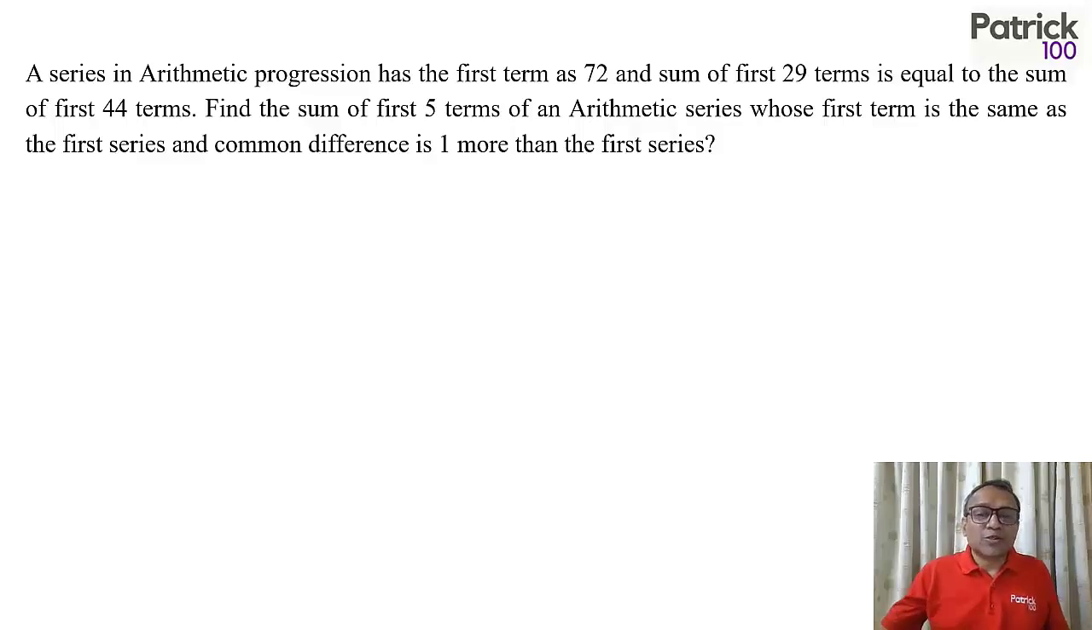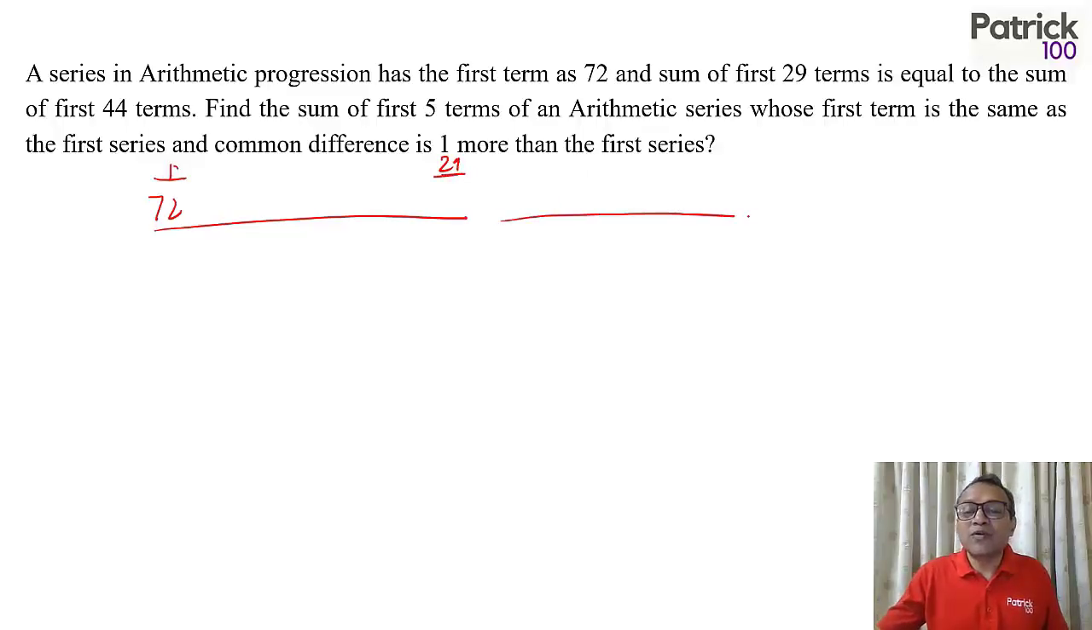So arithmetic progression. Here they said the first term is 72, right? And the sum of the first 29 terms is equal to the sum of the first 44 terms. That means the sum of 30 to 44 is 0. Here the sum will be 0.